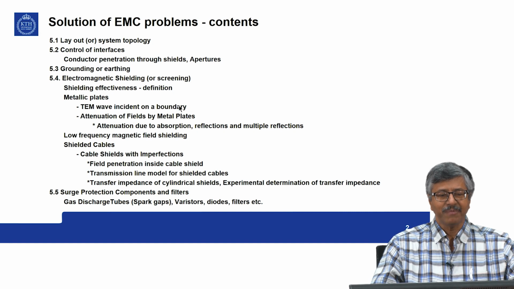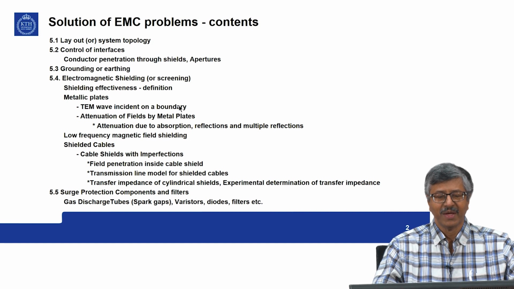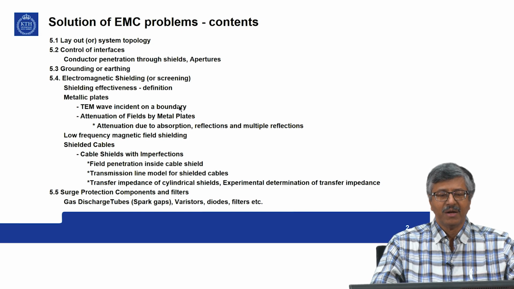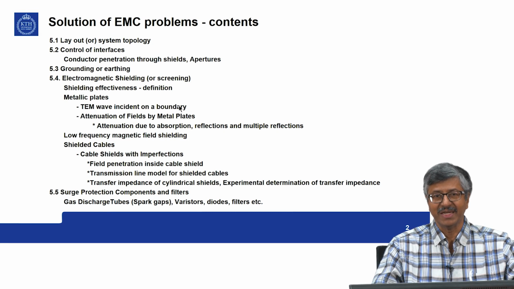And while describing shielding effectiveness, we will decompose that into three parts: attenuation due to absorption, attenuation due to reflection, and the phenomena of multiple reflection in the shield. Discussion of this will also give us certain insights into the strategies for shielding against electromagnetic fields. Brief mention about low frequency magnetic shielding will be done, because often it is the magnetic fields that are more difficult to shield than electric fields.